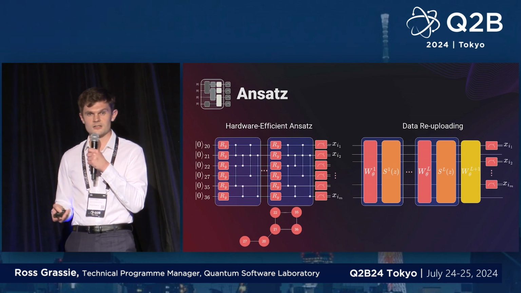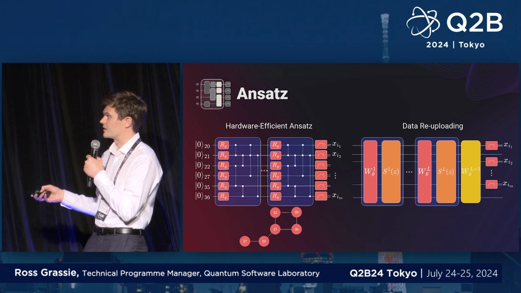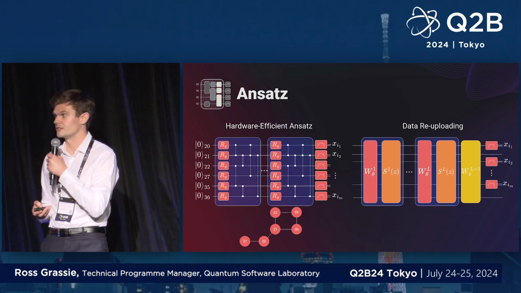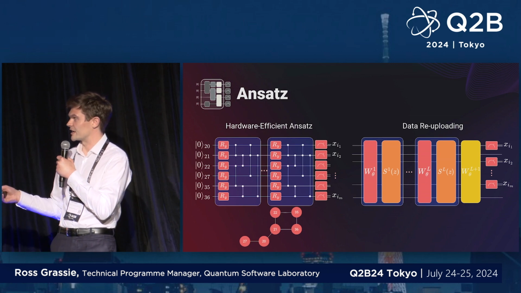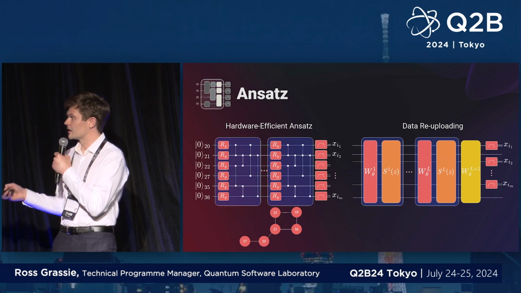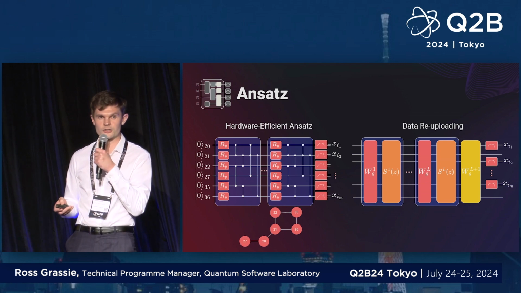In the second use case that we'll see, we replaced the hardware efficient ansatz with a data re-uploading model, which is slightly different, where in each layer, we first set out our parameterized gates, and then we load some data using an encoding circuit.